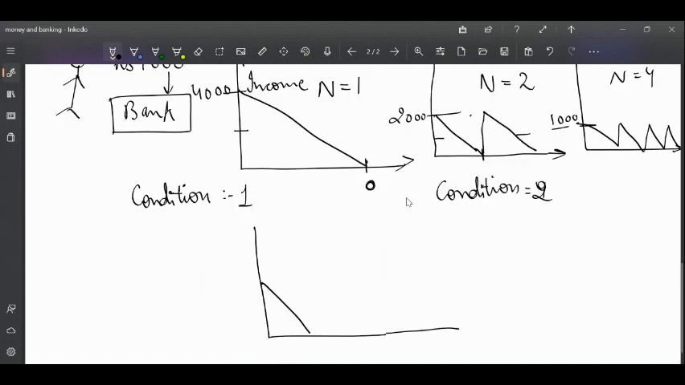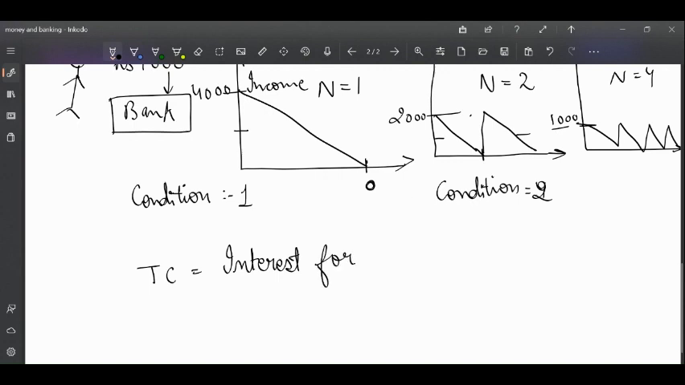This situation can be represented in economic terms as given by the Baumol-Tobin model: total cost equals interest foregone, I hope you all know what interest foregone is, plus the cost of trips to the bank. How much money he has taken out will be termed as interest foregone, because if you keep that money in the bank, you will get interest on these 4,000 rupees. But if you withdraw it, your interest is gone. That's why it is termed interest foregone.